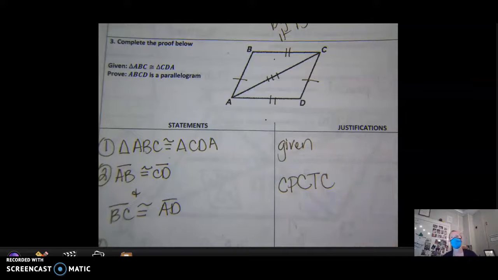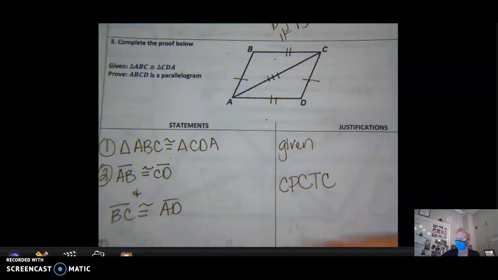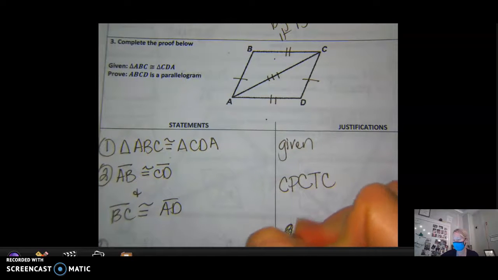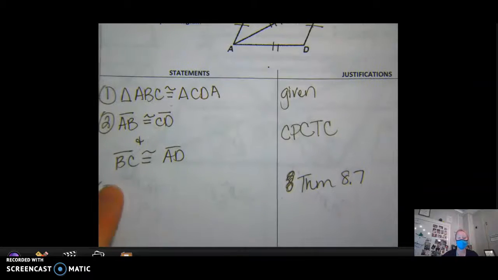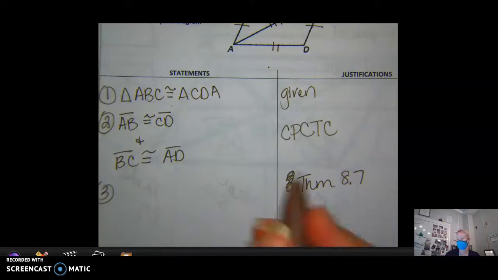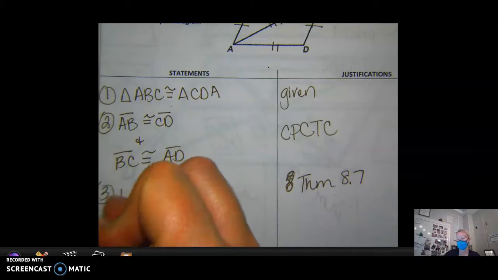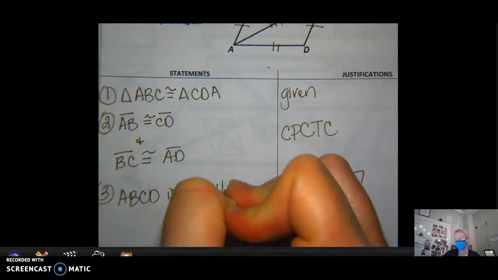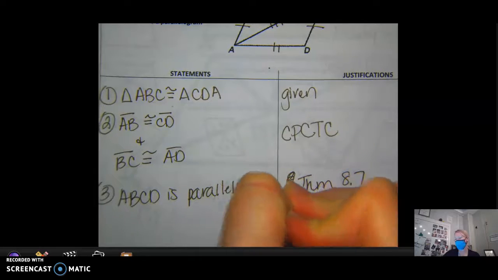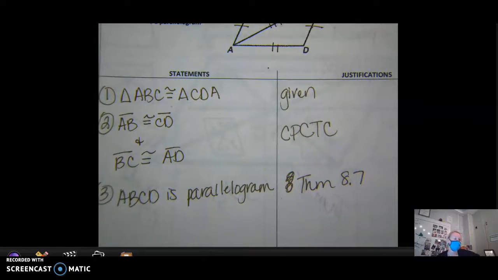Yes, good job. CPCTC, remember that back from when we proved triangles are congruent, and that also tells us that all corresponding parts of those triangles are also congruent. So because I know those triangles are congruent, I know that their corresponding parts are congruent. So yes, I know that the next reason is the 8.3, sorry, theorem 8.7. What would my statement be, though? Yeah, just the proof statement. And that one's a short proof. And you're done with that proof.